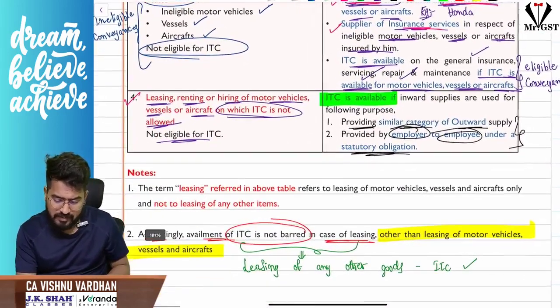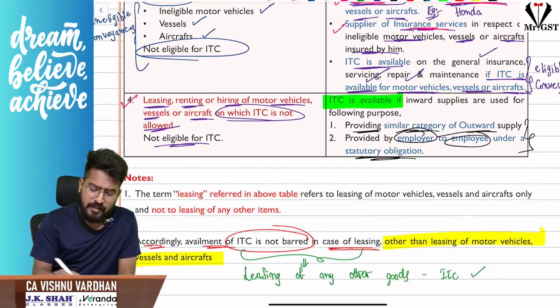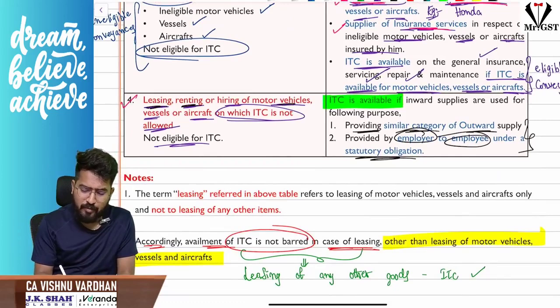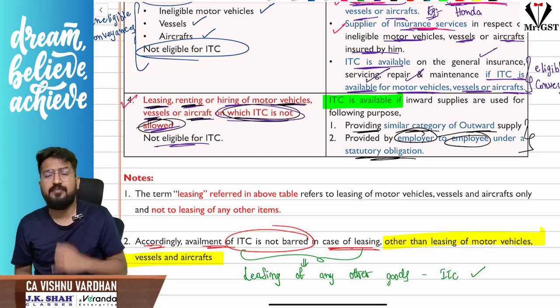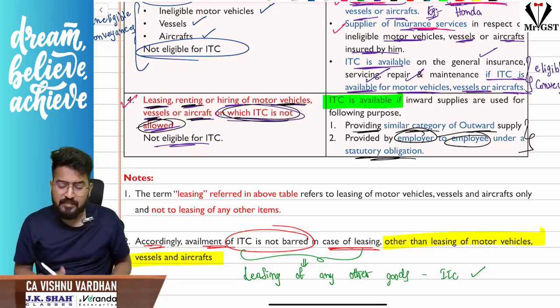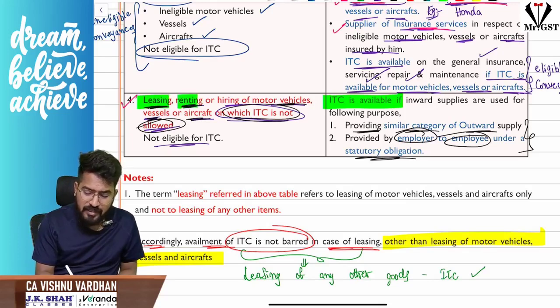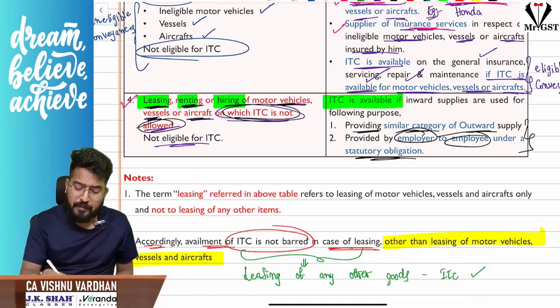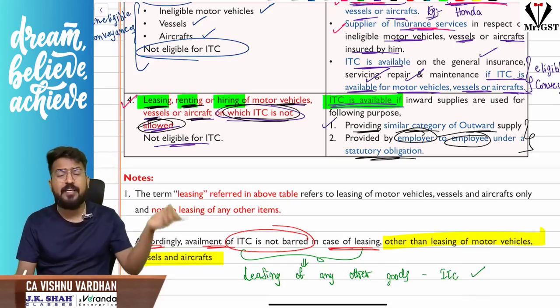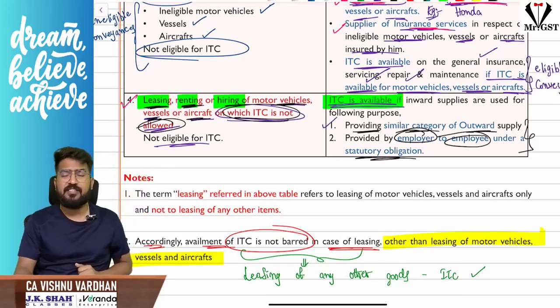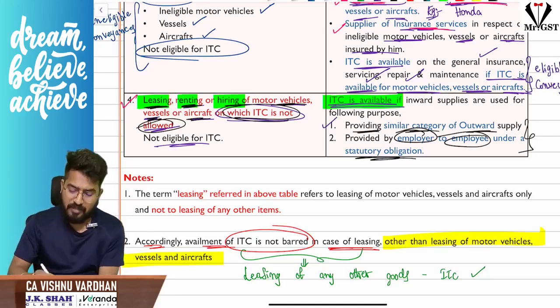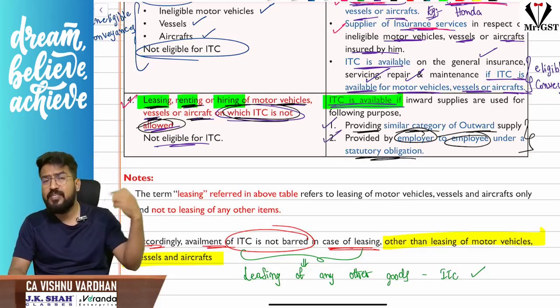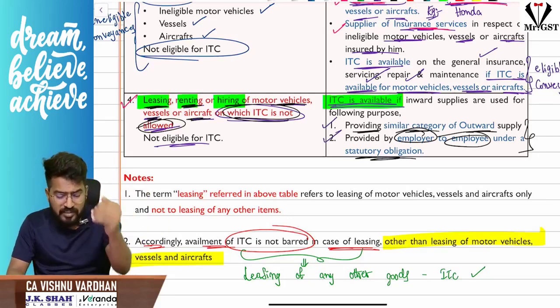Now, another interesting thing is, if you are leasing, renting, or hiring motor vehicles, vessels, or aircrafts on which ITC is not allowed, that means ineligible conveyances as per our discussion, those ineligible conveyances, if you are giving on lease or renting them or hiring them, then the opposite fellow cannot take ITC of it. But there are two exceptions. What are the two exceptions? He is taking them on rent for providing similar category of outward supply, or he is taking them on rent to provide to his employees as a part of statutory obligation. In those cases, he can take ITC.